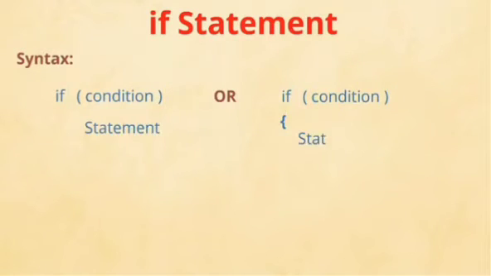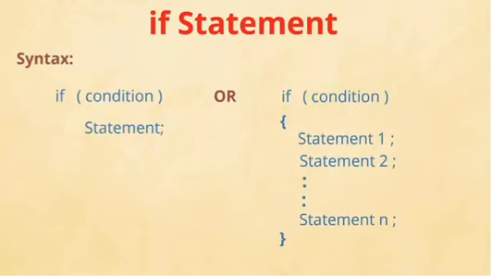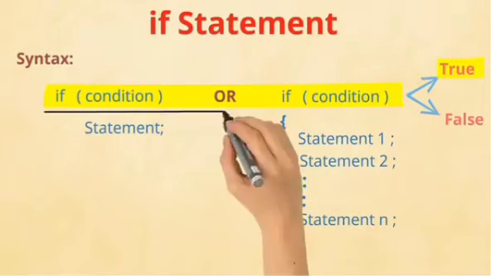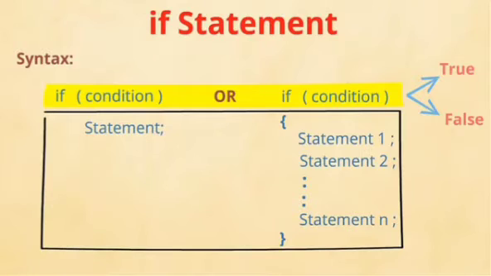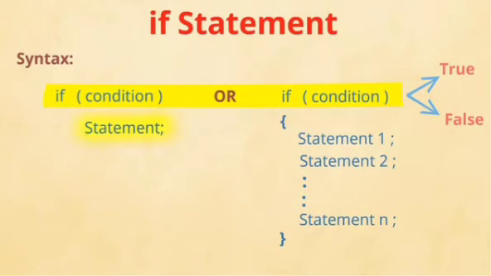First, we can discuss the if statement. The syntax of the if statement is if, in the brackets the condition, then if there are multiple statements, a curly bracket opens, statement 1, statement 2, likewise. After each statement there is a semicolon. The block of statements is executed only if the condition is true. In case the condition is false, it ignores the block and moves forward with the normal flow of control.